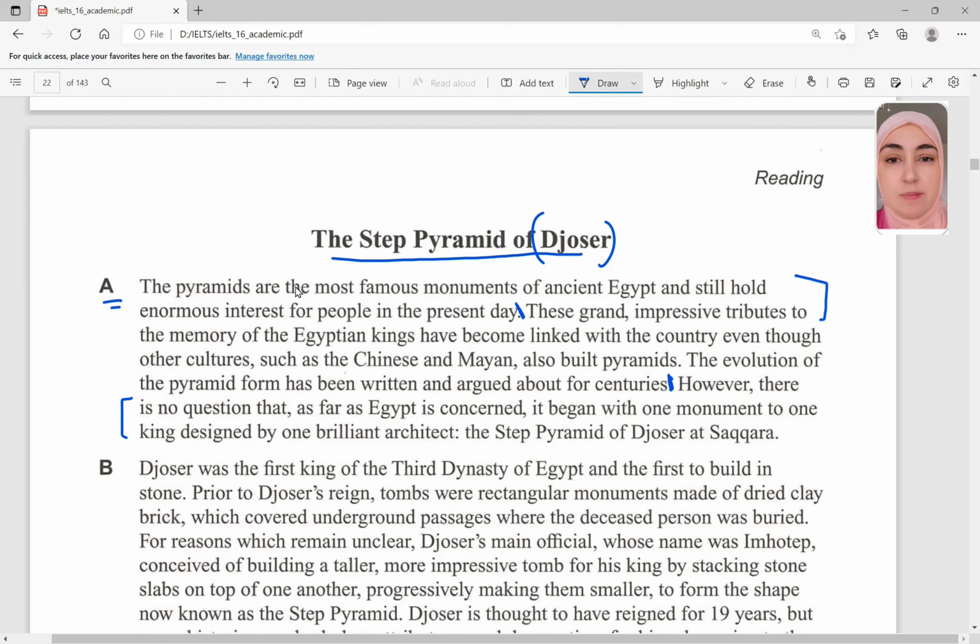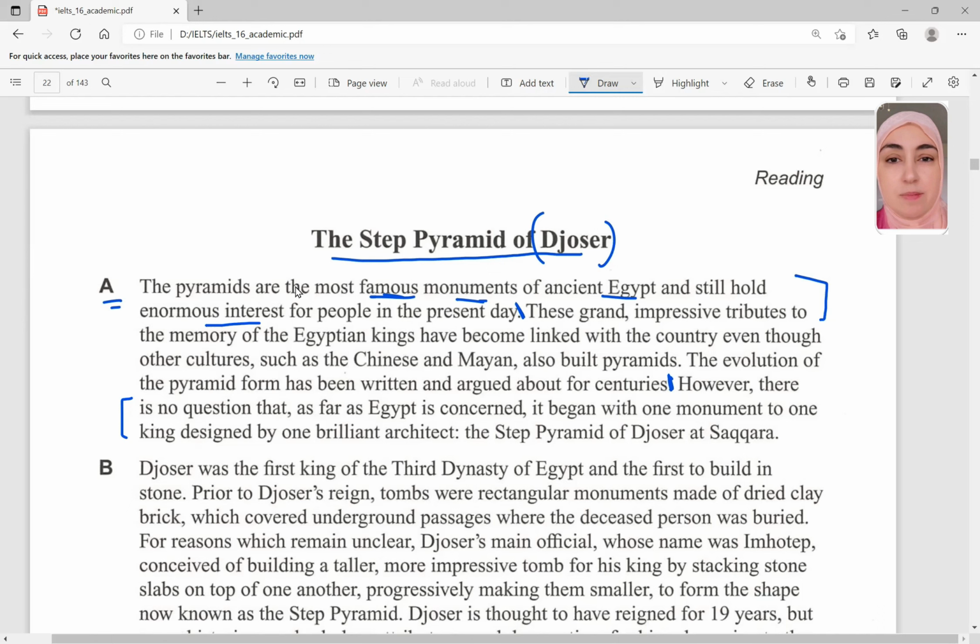So I will go through this very quickly. The pyramids are the most famous monuments of ancient Egypt. So they're famous monuments of Egypt, still hold enormous interest for people in the present day. Okay, we've got an idea here. And I would go down.